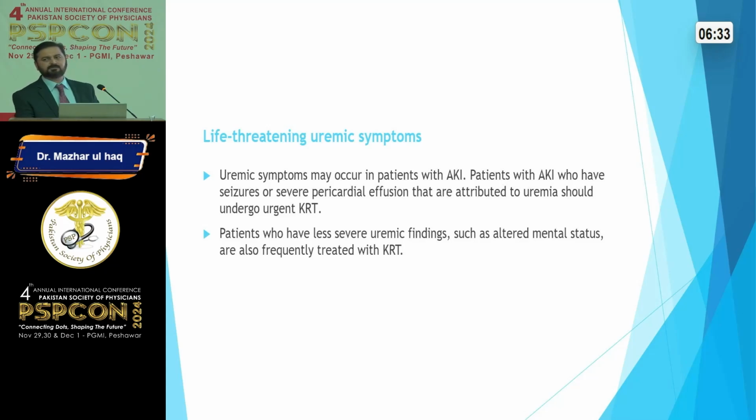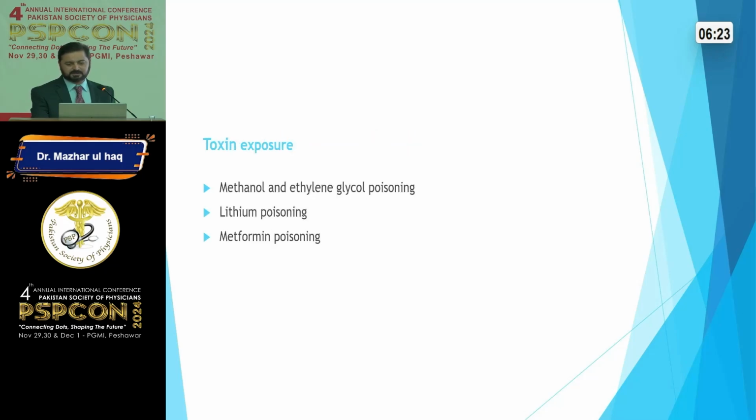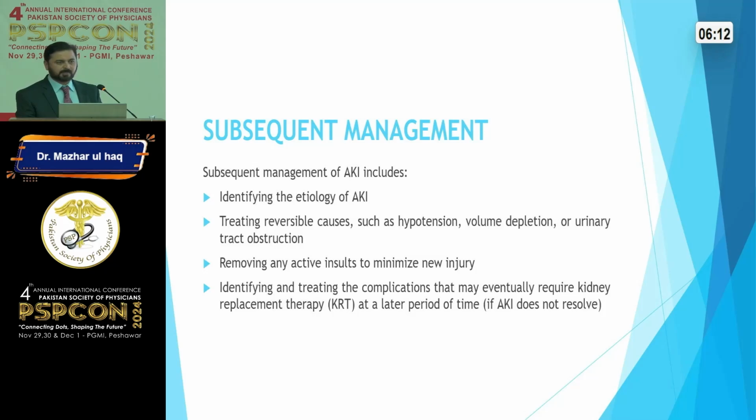Again, for life-threatening uremic symptoms you will have to go for dialysis. These include CNS symptoms, GIT symptoms, and cardiac involvement, like pericardial effusion and pericarditis. Toxins: if the patient has exposure to any toxin, like methanol, ethanol, lithium, or acetaminophen, in those cases you will go for dialysis as well. This is the acute management, then comes the subsequent management.